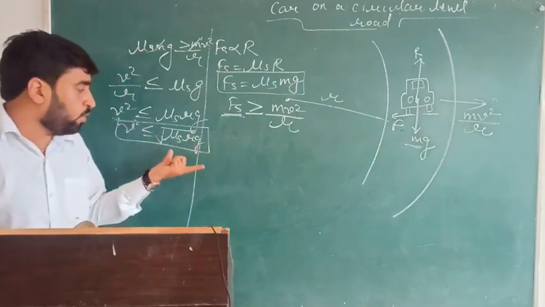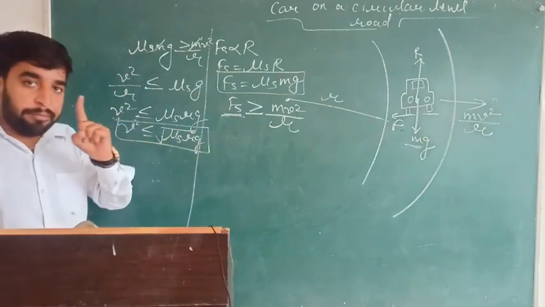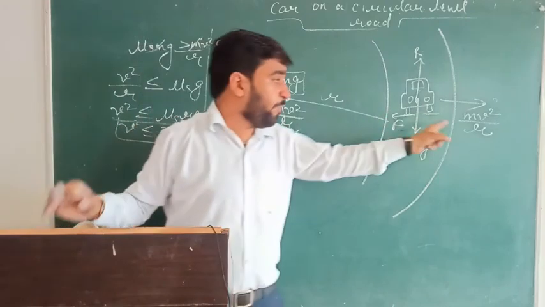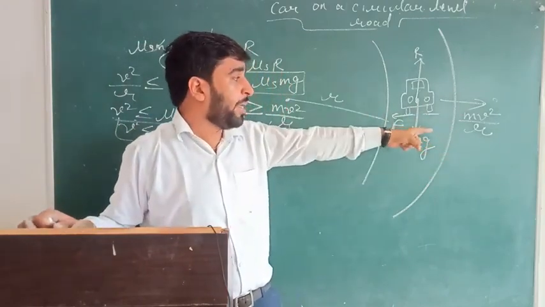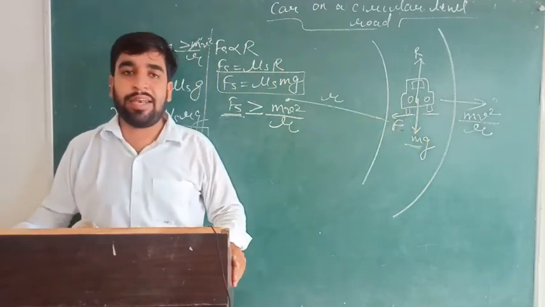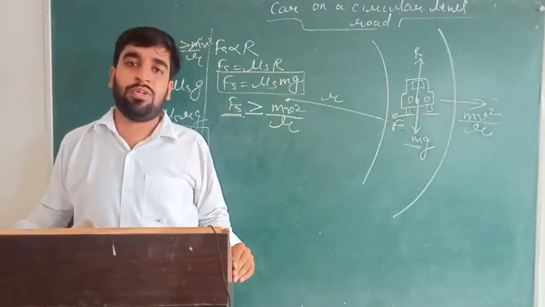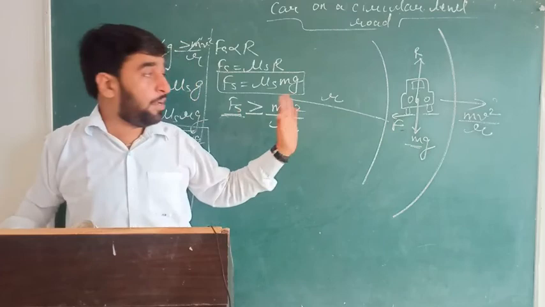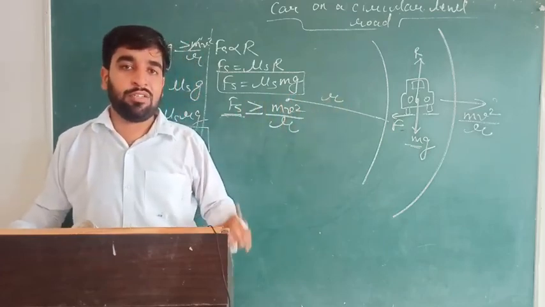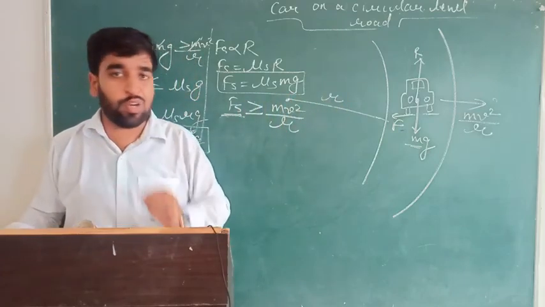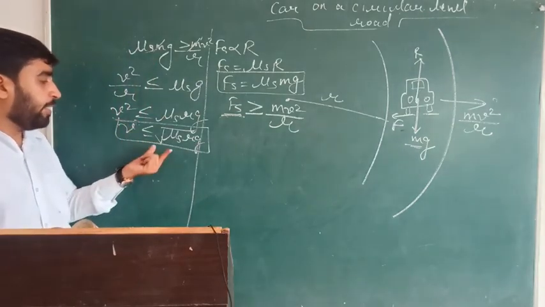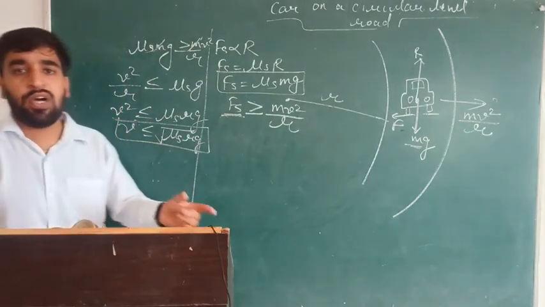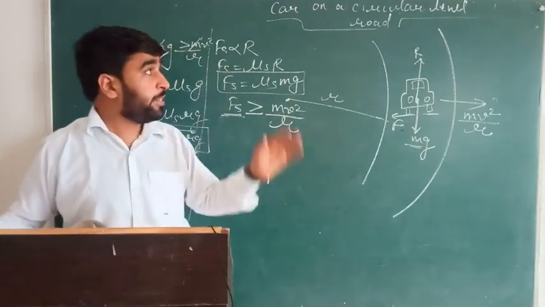If we exceed this value, the meaning is that the centrifugal force will be greater than the friction, and if the centrifugal force is greater than the friction, then no one can save us. Friction will become less and we will meet an accident. So for preventing your car from skidding on a circular level road, you should not exceed the value of velocity given by under root μs into rg. So this is the topic.